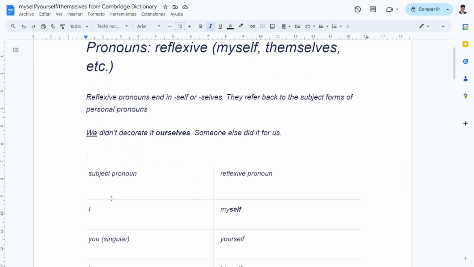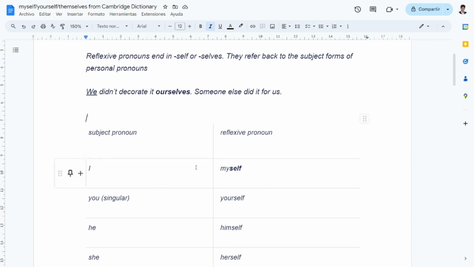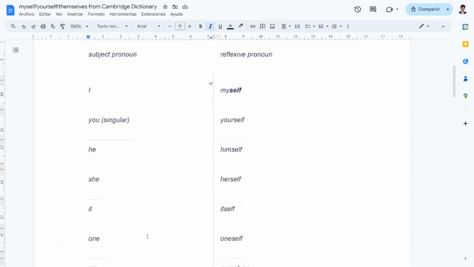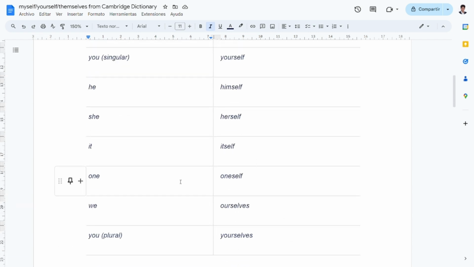For example, we have different kinds of reflexive pronouns. Basically, we have one for each subject pronoun. The reflexive pronoun for the subject pronoun I is myself, yourself for you in singular, he himself, she herself, it itself, oneself, we ourselves, and you yourselves in plural.